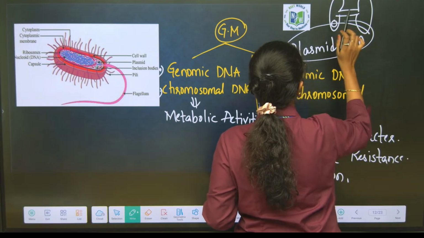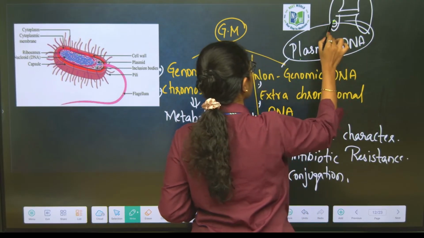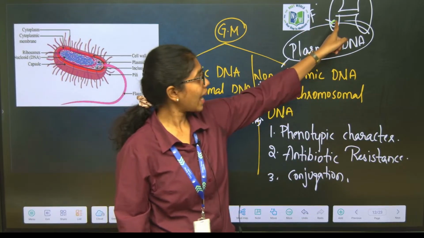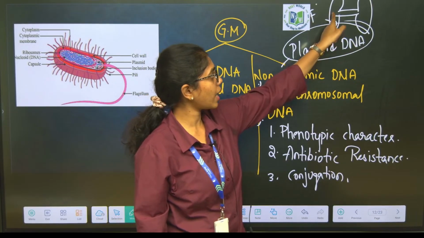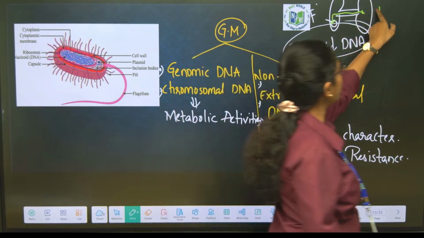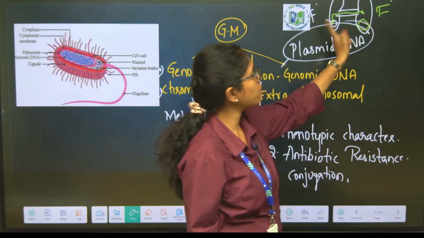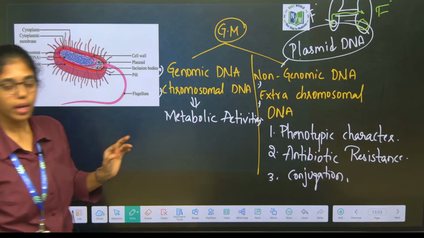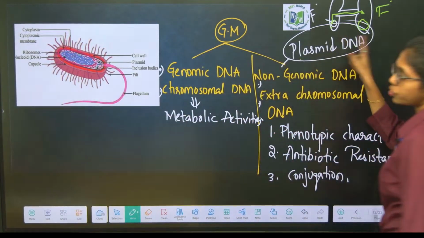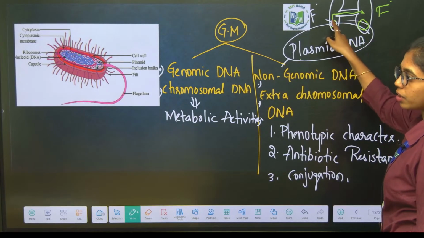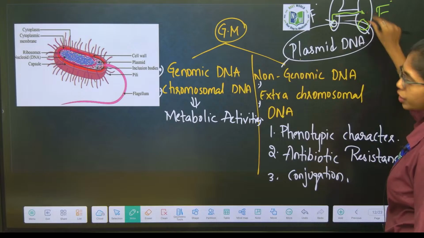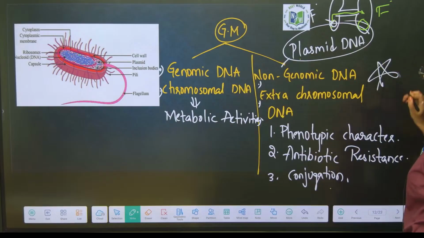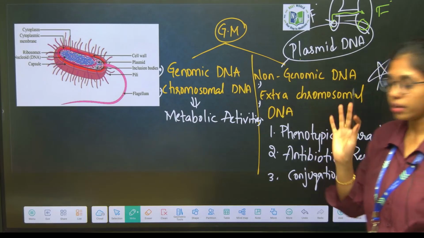In plasmid DNA, if the F factor is present, then it is called an F plus strain. So from the plasmid DNA, the F factor will be transmitted from the F plus strain to the F minus strain, through the conjugation tube, aided by plasmid DNA. These are the three major functions. Many times questions are asked on plasmid DNA, do remember.